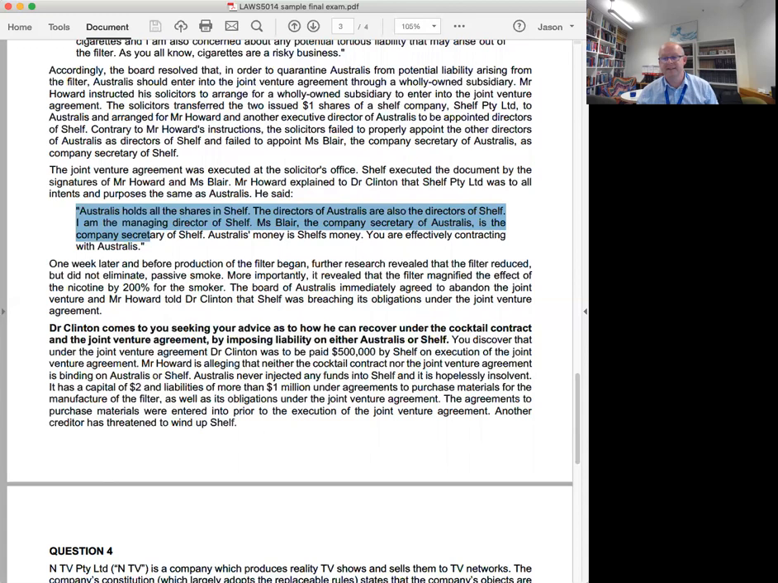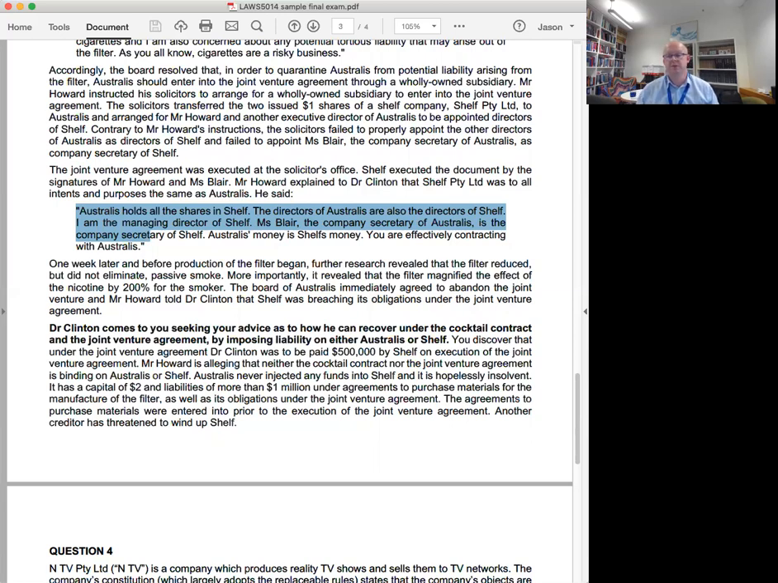So Emma asks, in terms of structure in answering the questions, when it says someone comes to you seeking your advice, does it matter whether you write "Dr. Clinton should do", or is it okay to write more indirectly what Dr. Clinton should do? I don't think it matters, Emma.